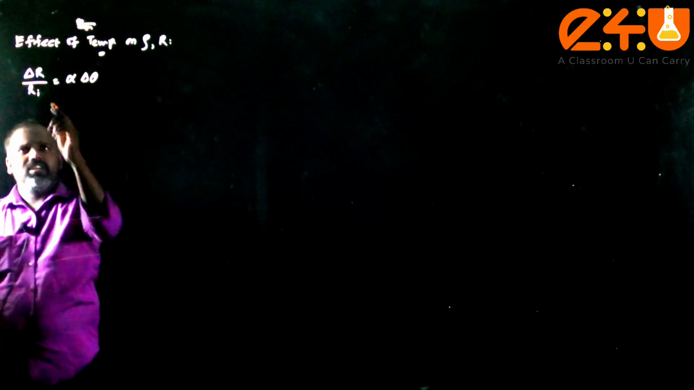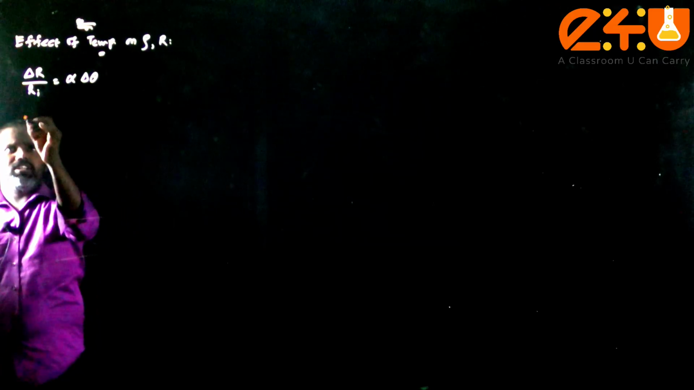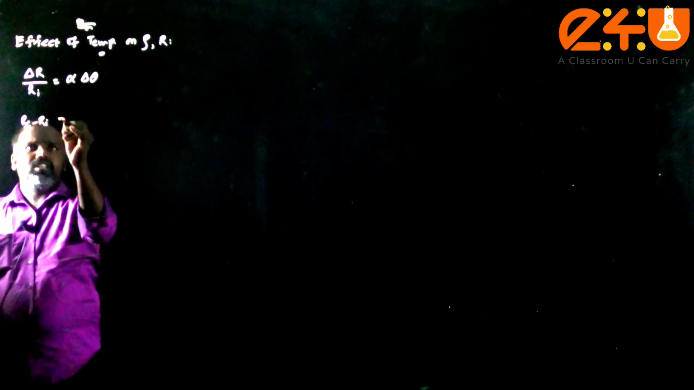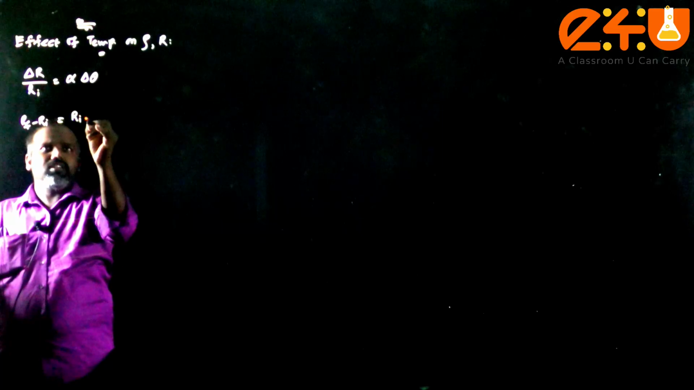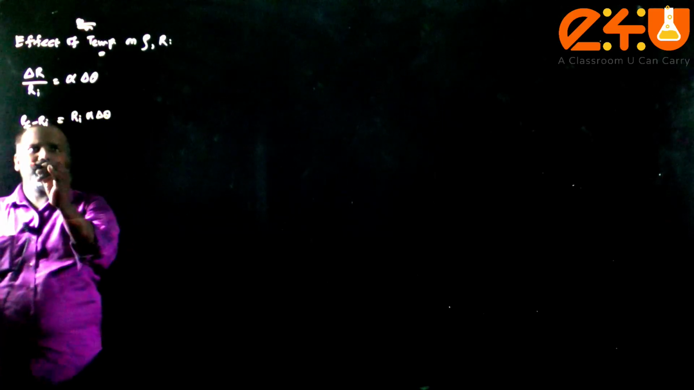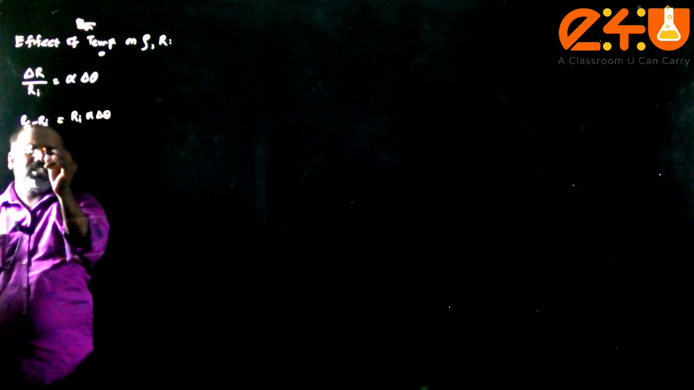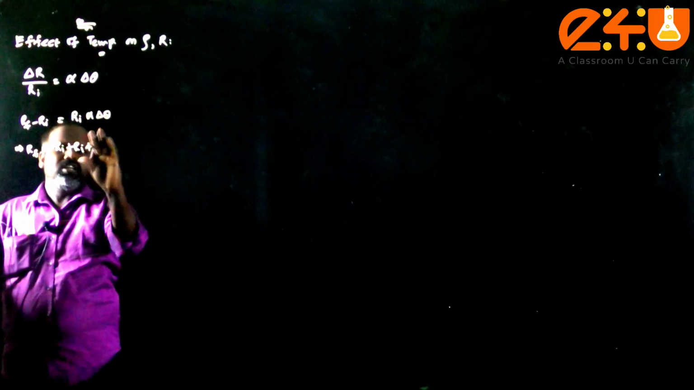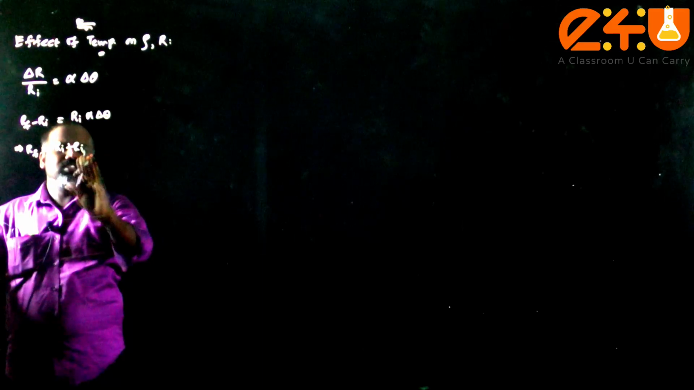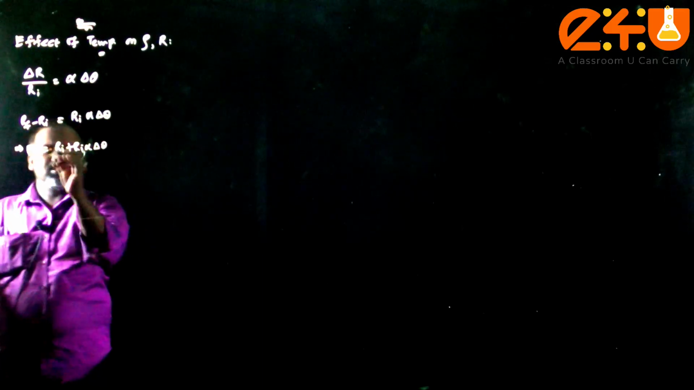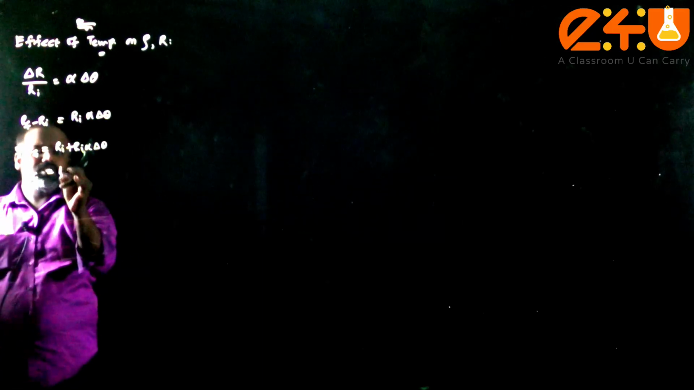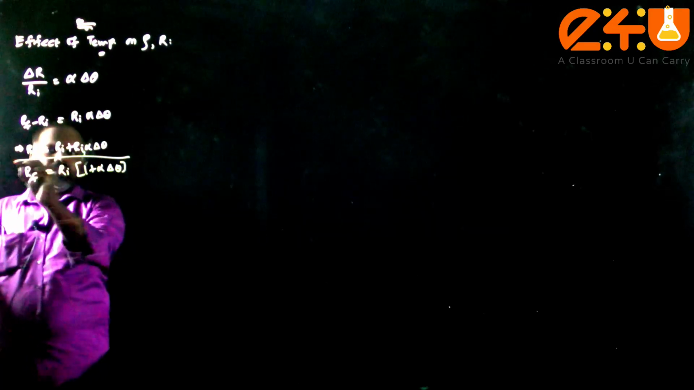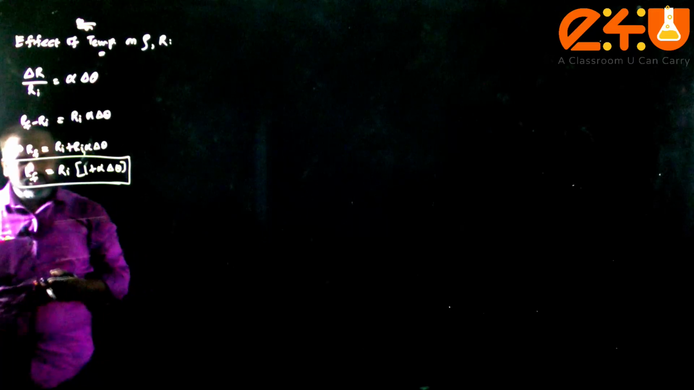This will be constant. The same expression can be written as delta R, which is R final minus R initial, equal to R initial alpha into delta theta. From this I can write R final is equal to R initial plus R initial alpha into delta theta. So this is the modified form, R final equals R initial into 1 plus alpha into delta theta. This is the required expression for temperature.